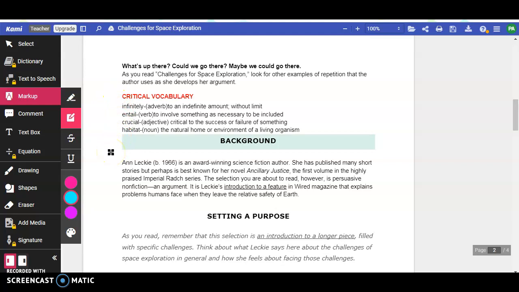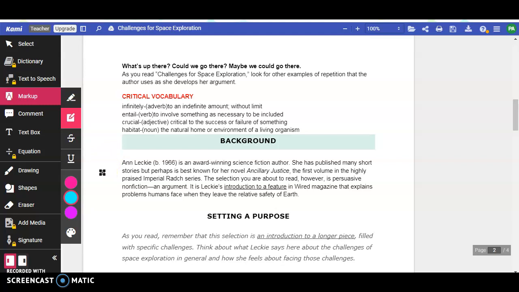Now, the author, Ann Leckie, is an award-winning science fiction author. I looked her up on Google, and her books seem to be more perhaps adult versus young adult, but you might be interested in checking her out. She's published a lot of short stories in addition, and she has a series of science fiction novels that are part of the Imperial Radch series, and Ancillary Justice was one of those. It was very critically acclaimed.